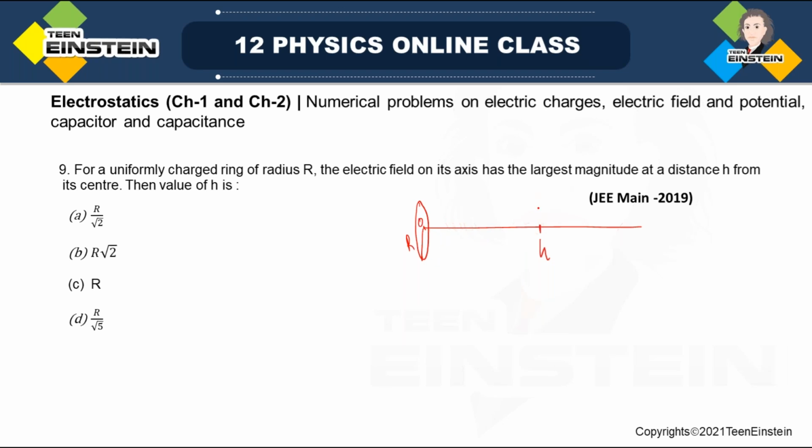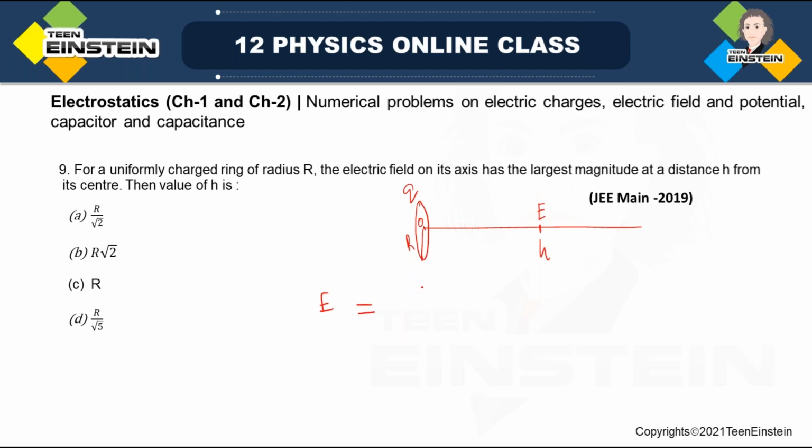First of all, you need to know what is the electric field in terms of r and h. Suppose it has charge q on it. So at any distance from this ring on its axis, what will be the electric field? Let us say we are finding the electric field at this point h due to this uniformly charged ring which has radius r and charge small q.